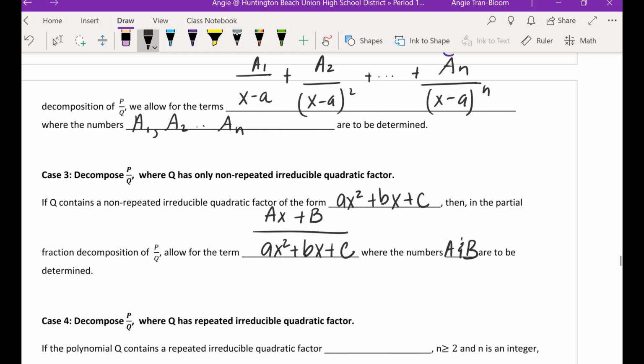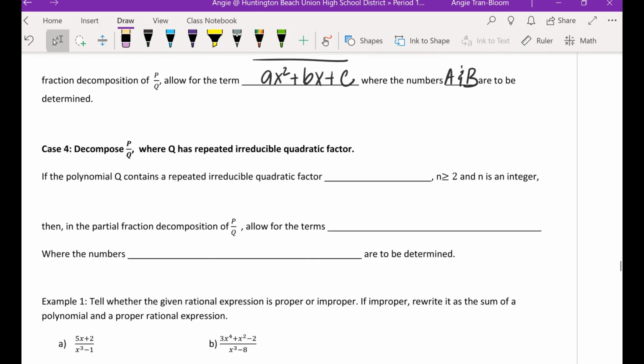Case number 4. What if you have a repeated quadratic factor? If the polynomial Q contains a repeated irreducible quadratic factor, such as (ax squared plus bx plus c) to the nth power, and repeating means I can have 2 or more, where n is greater than or equal to 2 and n is an integer, then the partial fraction decomposition of P divided by Q allows for the terms. Are you guys ready?